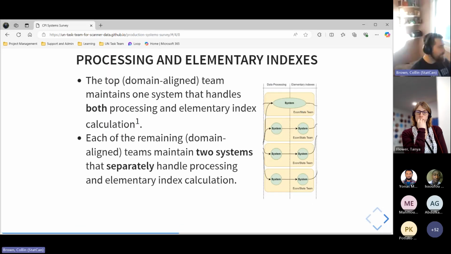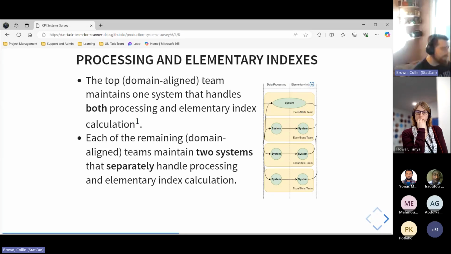The next thing that would happen is those ingested data become the inputs to the next step. So the top team here is shown by another team of, say, economists, statisticians. They maintain one system that cuts across processing and elementary indexes. And the idea there is, again, like I said before, you can't really decouple the components of that. The system runs entirely and it does all the processing and elementary index calculation in one shot and produces something ready to go to aggregation.